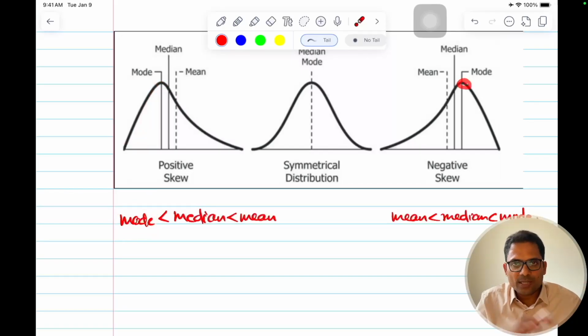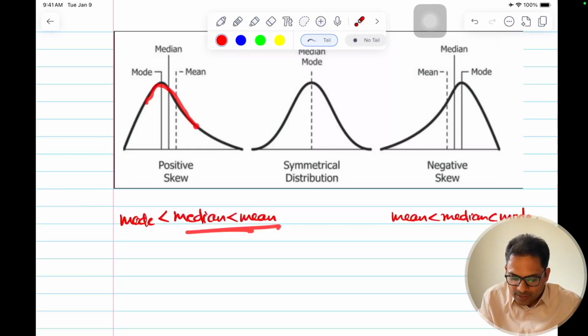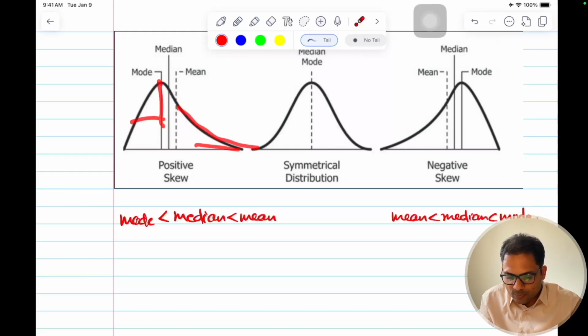And here, if it is negative skewed, the peak will be on the right side and there will be a long tail towards the left. So here that mode will become the highest, and similarly mean and median. Since the tail has become long here, it will pull the mean towards itself. Because the tail is long, it will pull the mean, instead of the peak, towards wherever the tail is long. So the mean will be pulled towards the tail.